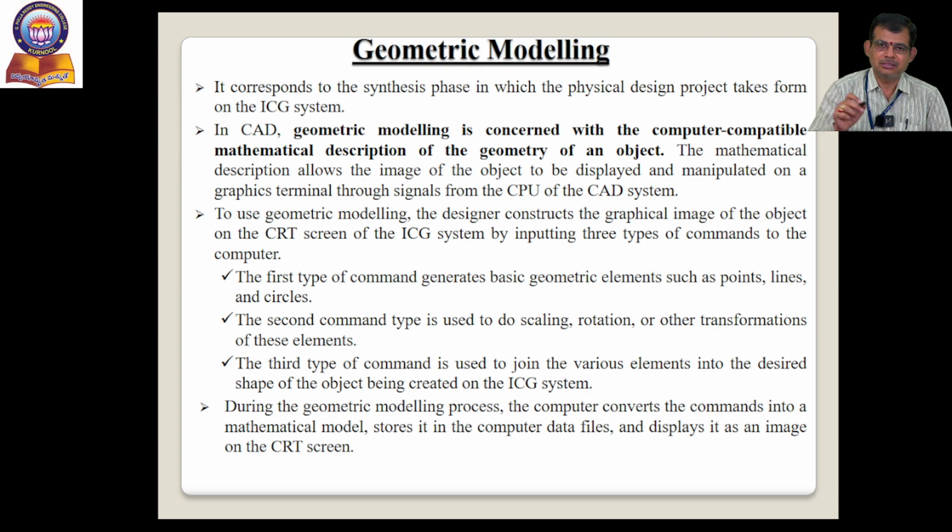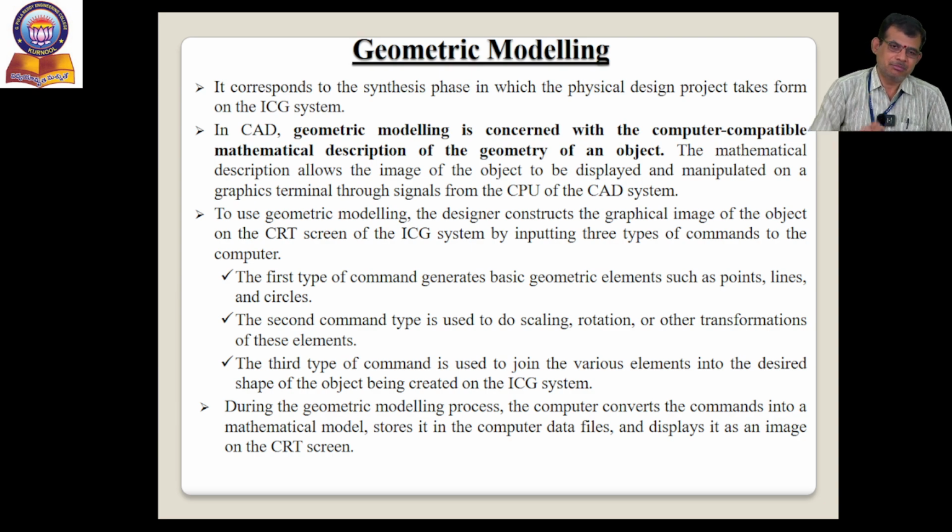When you click on the icons on the computer system, for example a circle, it will ask you to enter the center. You will type the points, then it will ask you the radius. Once you have typed the radius, immediately the circle will display on the screen. This is called computer compatible mathematical description.